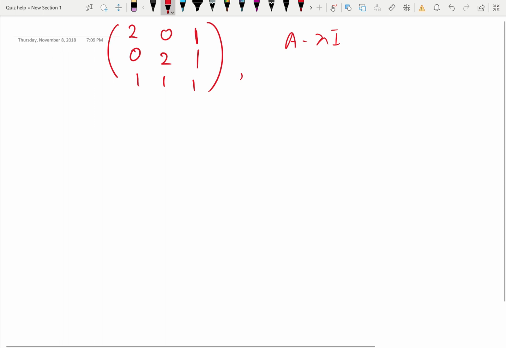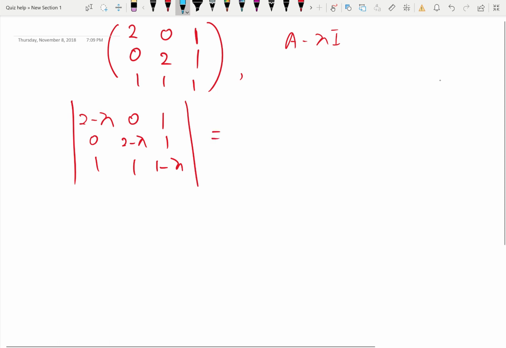Now I'm going to write this very fast, quickly. A minus lambda I is going to look like 2 minus lambda, 0, 1; 0, 2 minus lambda, 1; 1, 1, 1 minus lambda. Okay, so now we want to find the determinant of this. Now feel free to pause and think. Okay, so let's find the determinant.